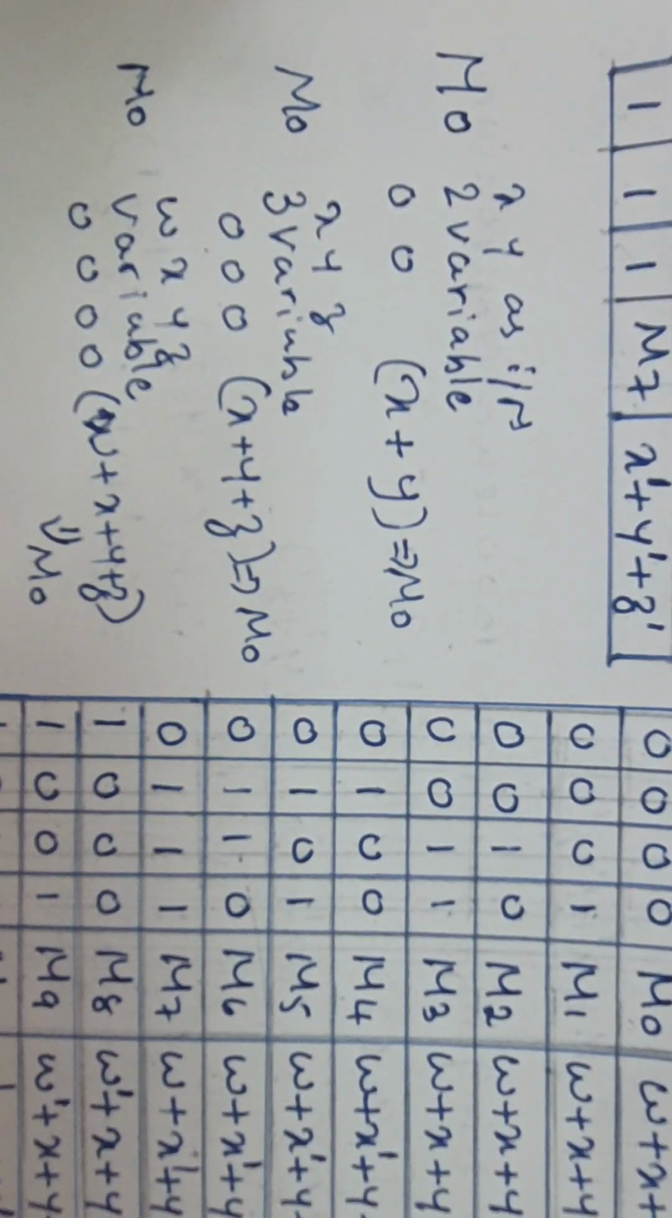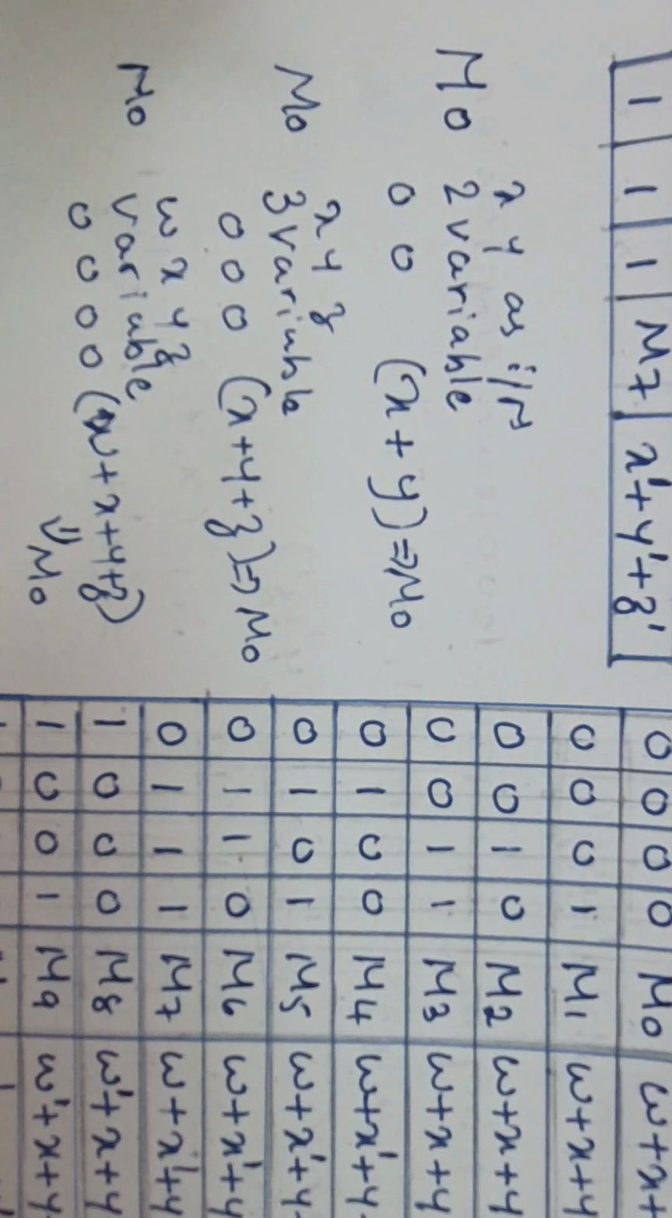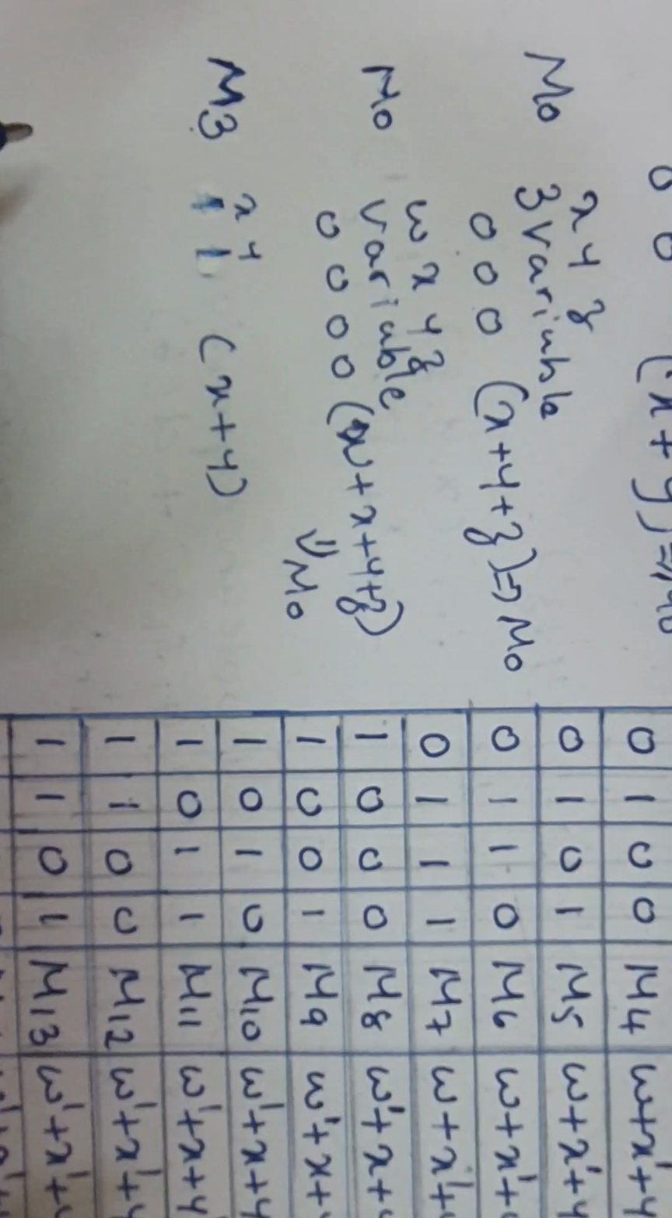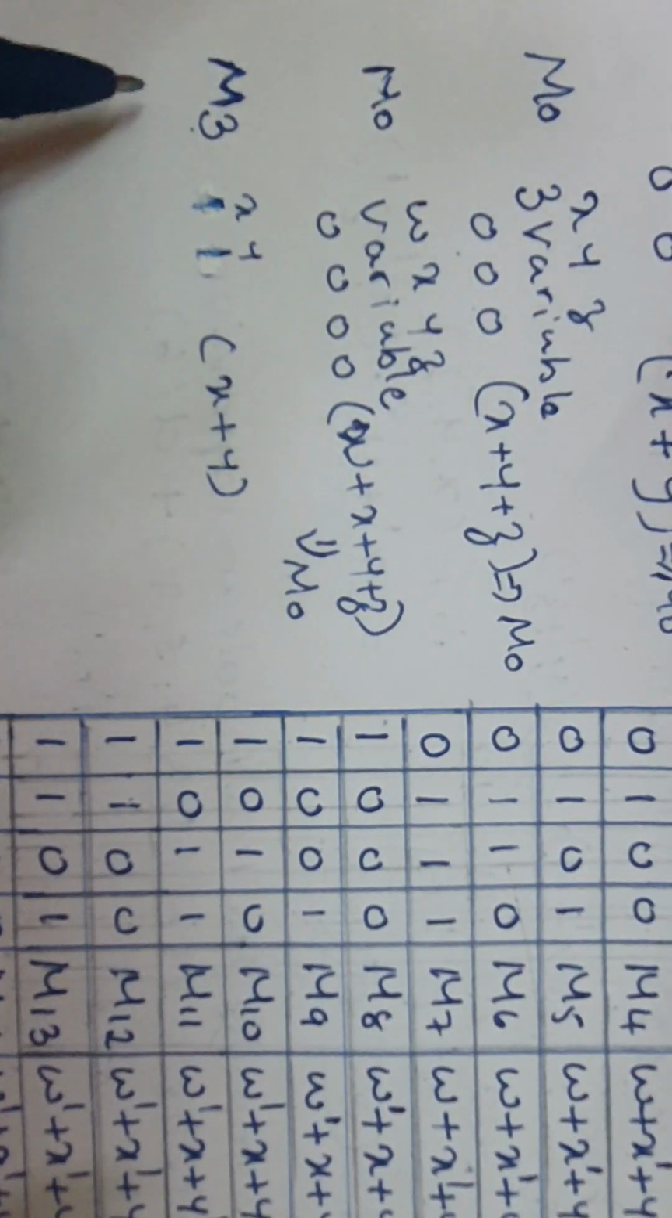So can we write M16 in a 4 variable system? M16? No. 2 raised to 4 means 16. So in a 4 variable system, 2 raised to 4 equal to 16 max terms will be there. 16 means 0 to 15, that is capital letter M0 to M15, not M16. So M16 we cannot write using 4 variables. Okay. So we shall solve some more queries.